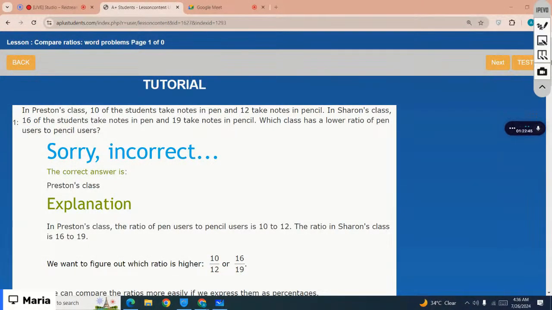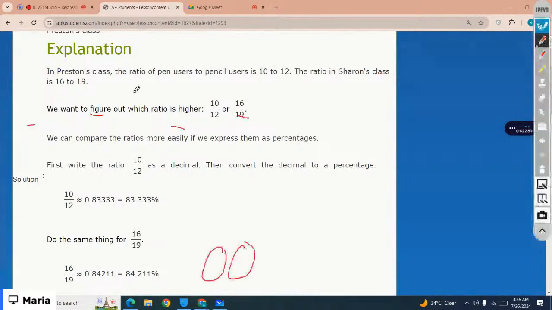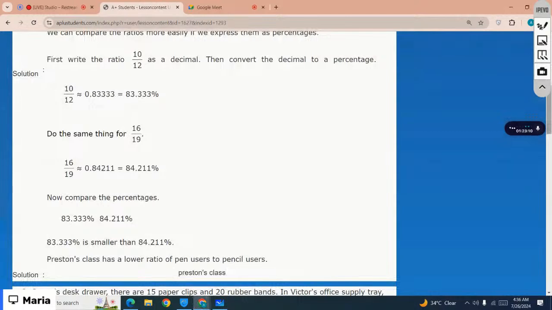Now you have to see which of them is greater. So you have to write them down in the percentages form. Convert them into percentage form, right? Just use calculator. 10 by 12 is 83.33% and 16 over 19 is 84.211%, right? So which one is less? You need to see that 83.33 is smaller than 84.211, right? That means Preston's class has a lower ratio of pen users to pencil users.